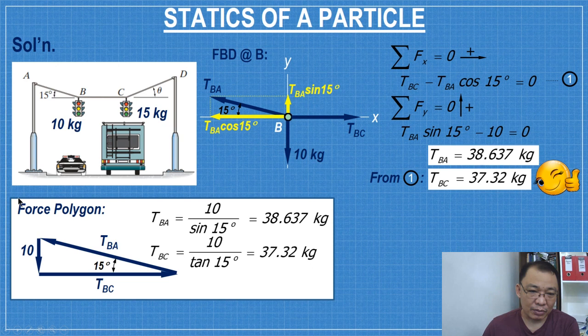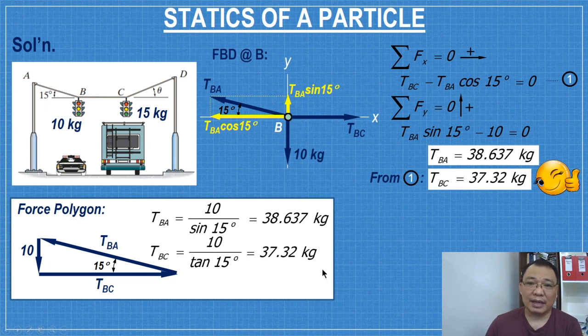So it's just plain trigonometry. So I know you already know the basics. And as you can see, same result, no? That's the good part of the force polygon. If you only have three forces, you get a triangle.